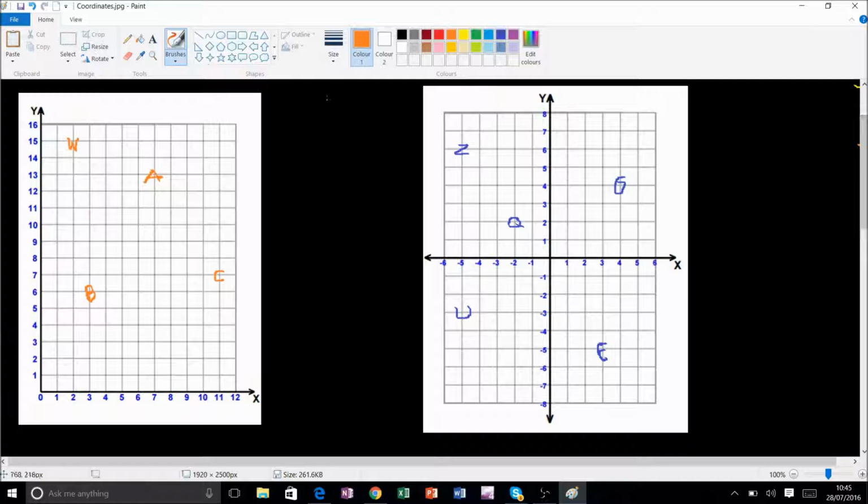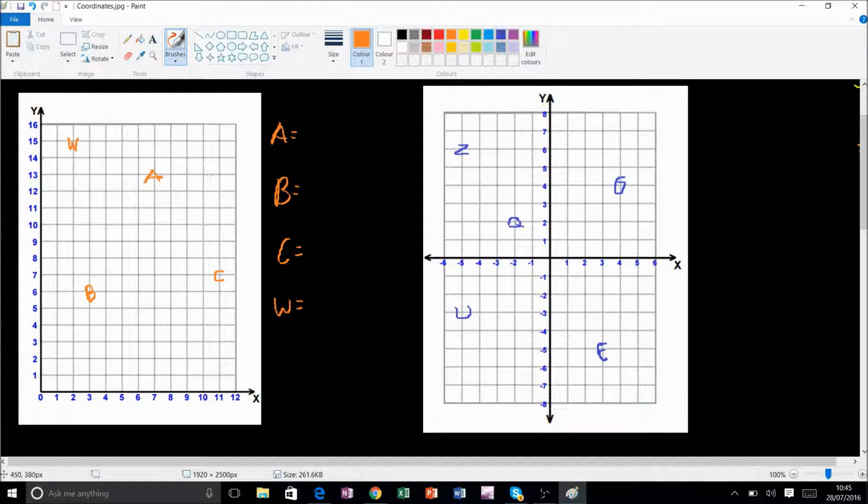So let's look at our example here. We're going to look at the left graph first, and we have these letters that are plotted on our graph. So basically what we're going to do is find out the coordinates of each of these letters. The first one, let's find A, then we're going to find B, C, and I don't know why I didn't do it in alphabetical order, but I just added a W there. Okay, so we're going to give the coordinates of all these points.